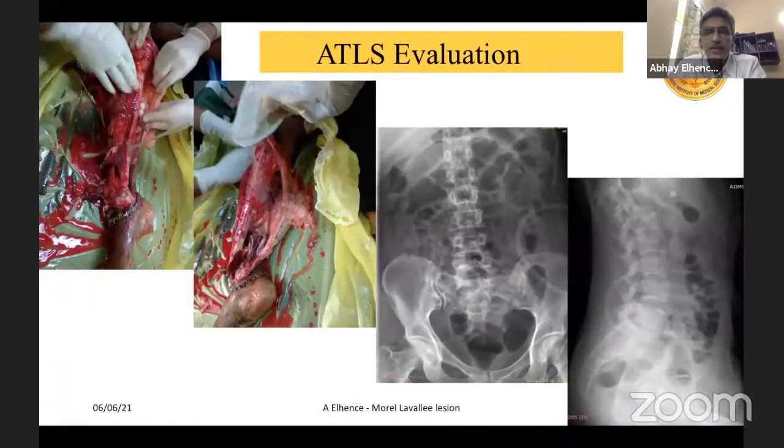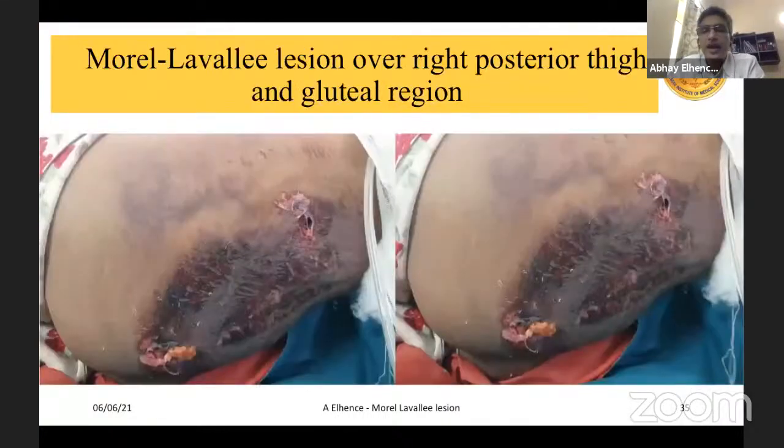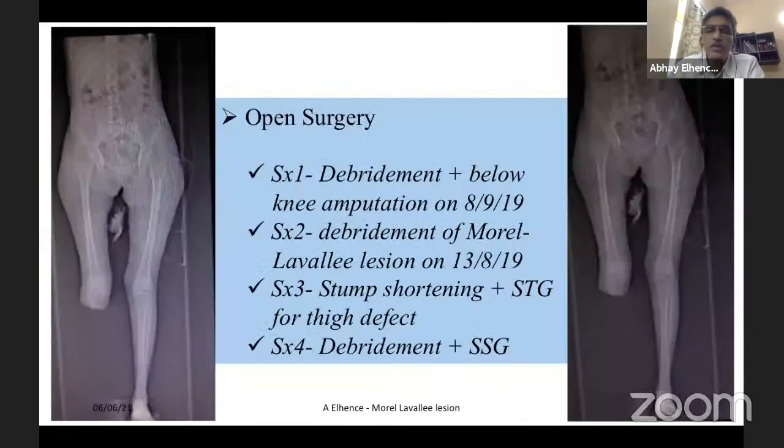A hemodynamic ATLS assessment and evaluation was done for her. She was assessed for any other hemodynamic compromises in other organ systems, and had a Morel-Lavallée lesion in the posterior part of the thigh, which required debridement. So a surgery was done for debridement along with a below knee amputation for a 3C injury.